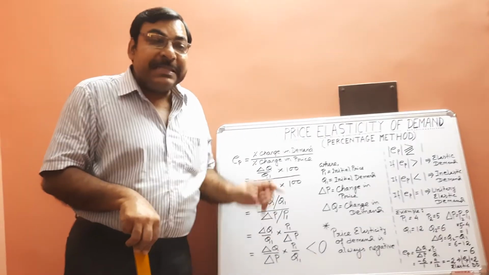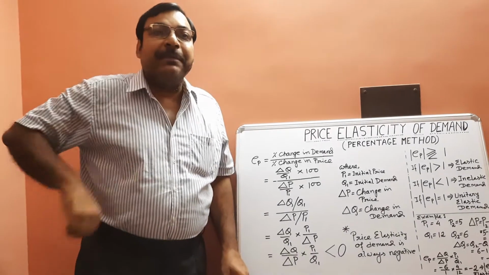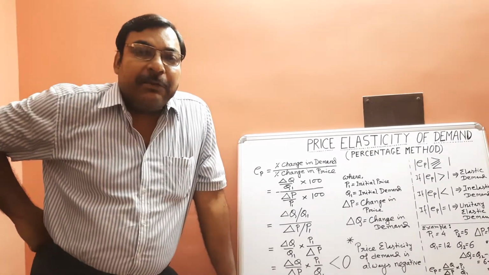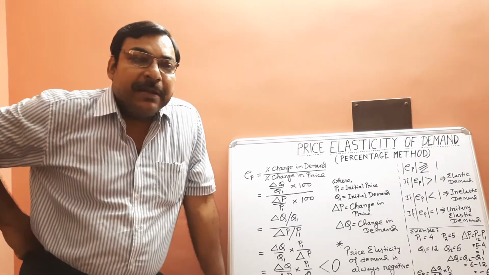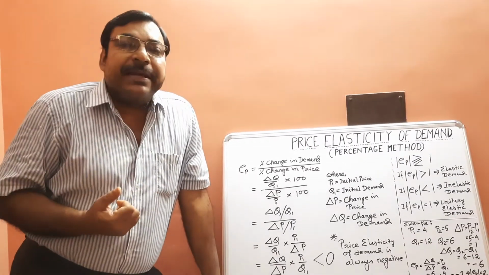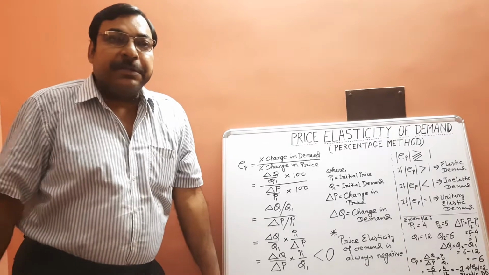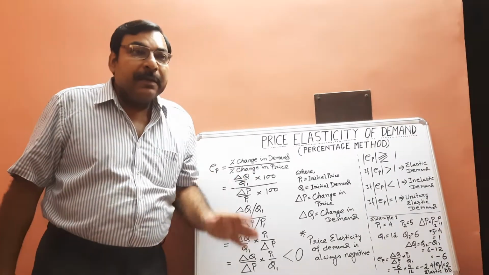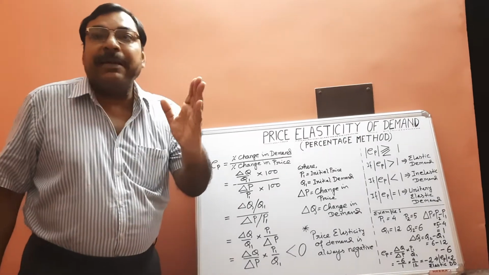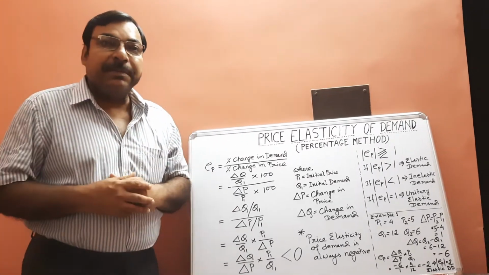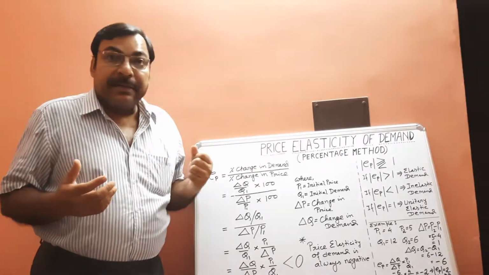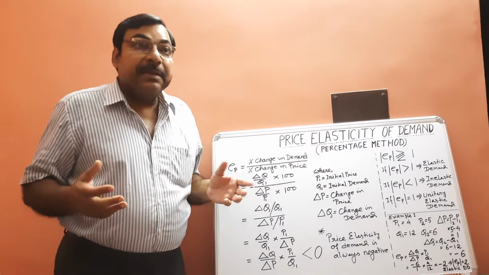Now, this negative sign creates a problem. What is that problem? After calculation of price elasticity of demand, we may have to state the nature of price elasticity of demand. We will see the value of EP, then we will give a statement about the nature of elasticity of demand. That statement may be elastic demand, or inelastic demand.